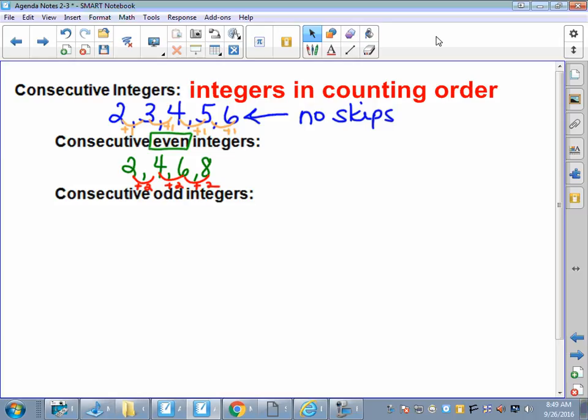Well, guess what consecutive odd integers are then? Odd integers that are in counting order, no skips. So what's my first odd number?